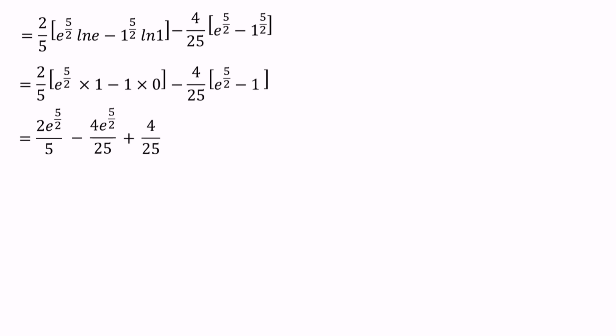We can get a common denominator for the e values. Then we have 10 times e to the power of 5 over 2 minus 4 times e to the power of 5 over 2 over 25. 10 times e to the power of 5 over 2 minus 4 times e to the power of 5 over 2 equals 6 times e to the power of 5 over 2. So now we have the final answer as 6 times e to the power of 5 over 2 over 25 plus 4 over 25.